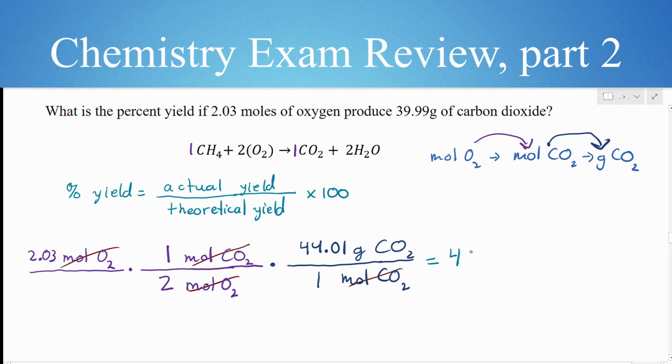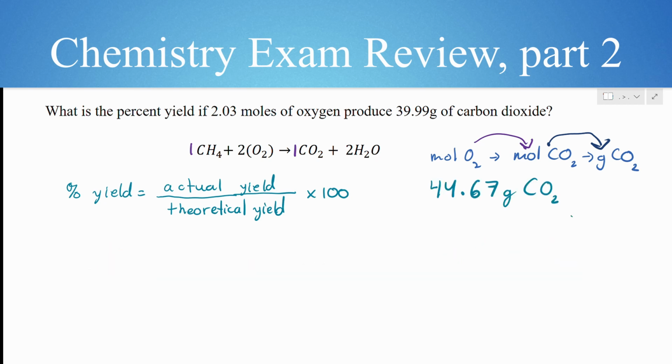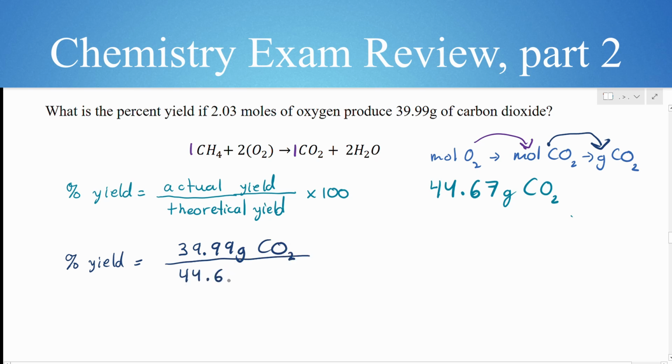This will give 44.67 grams of carbon dioxide. And this is going to be our theoretical yield, what we get from stoichiometry. Now we're going to plug in our values. So our percent yield is going to be equal to the actual yield of 39.99 grams of carbon dioxide divided by 44.67 grams of carbon dioxide times 100. Now notice here we have the unit of grams of carbon dioxide on the top and bottom, so we're just going to go ahead and cancel that out.